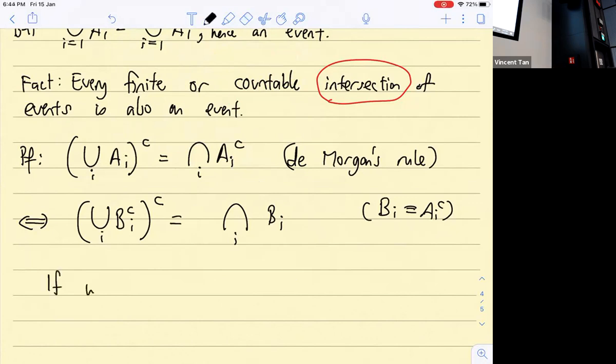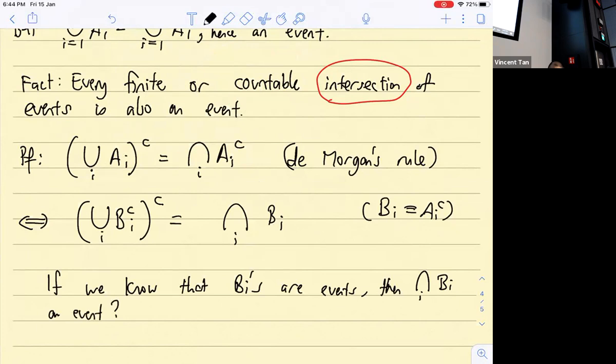So if we know that the BIs are events, then the question reduces to, is the intersection finite or countable? An event. Okay, so the proof goes as follows. We know that the BIs are events. We said so, right?